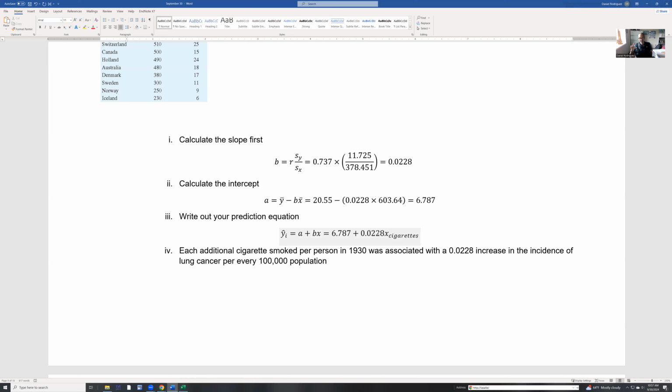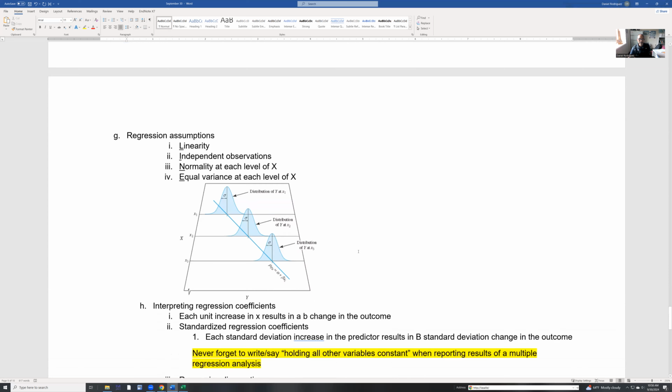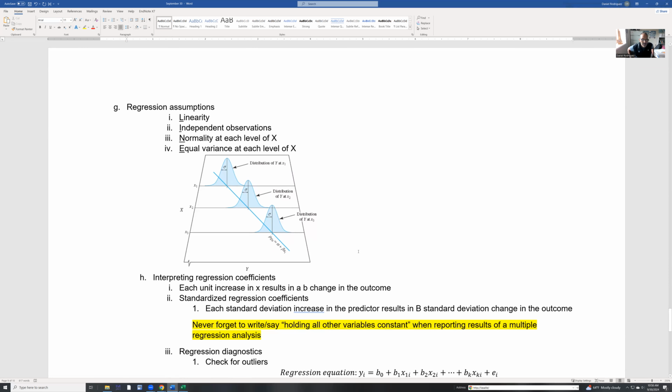Cigarettes is different than incidence. Incidence is a person, right? Cigarettes is a cigarette. So each cigarette increase, that's wild, huh? That's a big effect. Doesn't seem like a big effect when you're talking about each one cigarette smoked. Right? If this was negative, it would be a decrease. This is positive, so it's an increase. Okay. All right, let's go talk more about regression. So remember, you need to know how to do that for the exams.